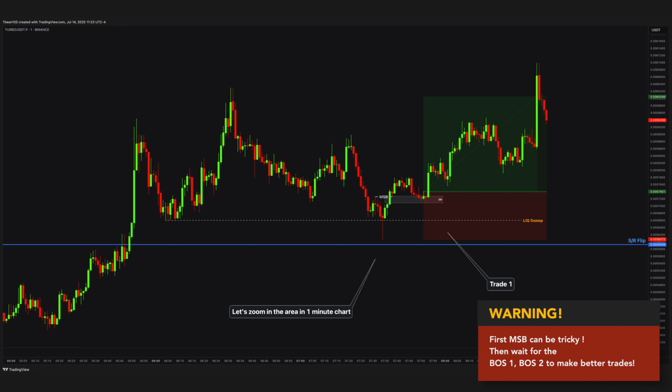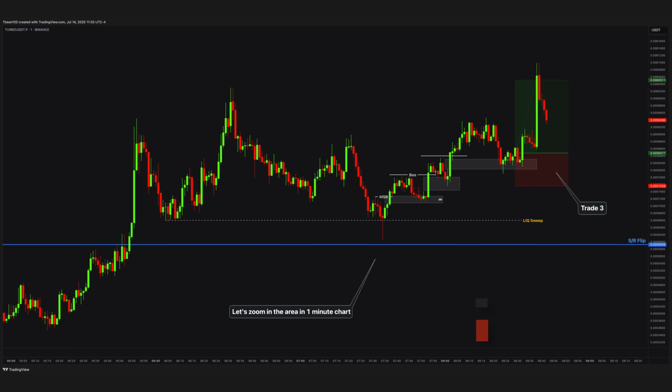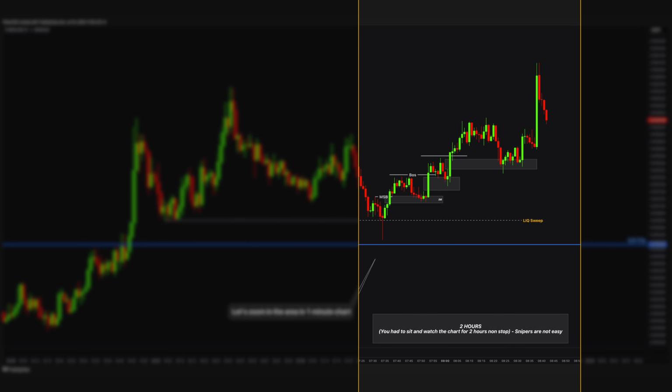But the first structure breaks can be quite tricky. For a better entry with more confirmations, you might want to wait for the first break of structure, like in this trade. Then keep trading the structure until you reach a specific target. Why is this the hard way, I say? Because it takes a lot of time to trade like this. If you look below, you will notice that this price action took 2 to 3 hours to be completed. It's not just that easy.